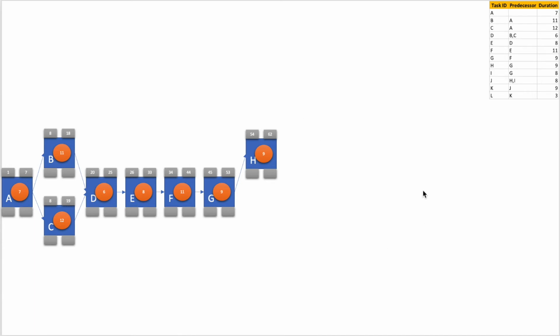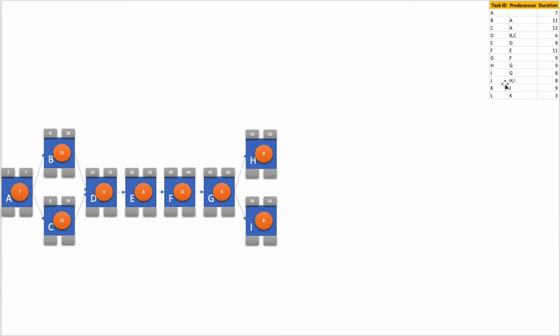Now let's go for activity I. Activity I also follows activity G. So I need to place it here. Okay. This is our activity I. It takes 8 days. So I change the duration. 8 days. Now it follows activity G. So the early start will be the same as activity H, that is 54. However, the early finish will now be 61.